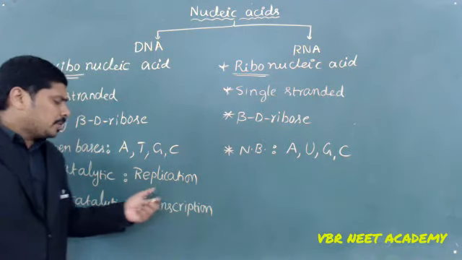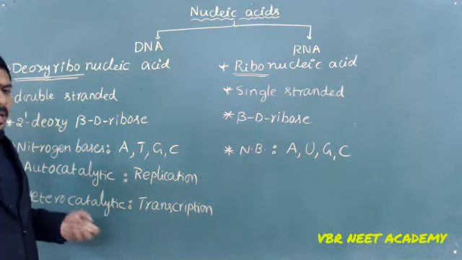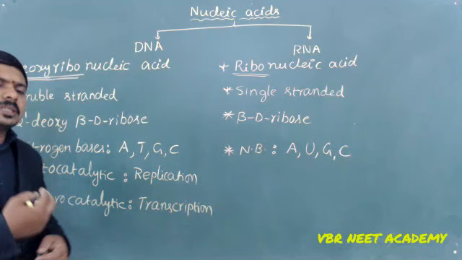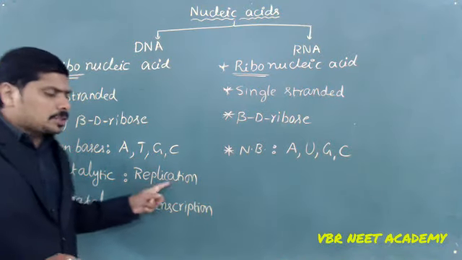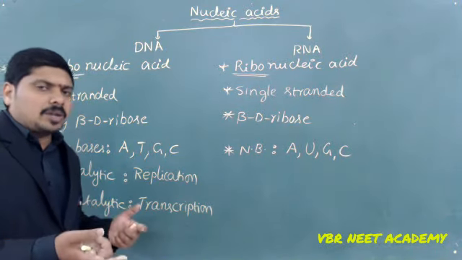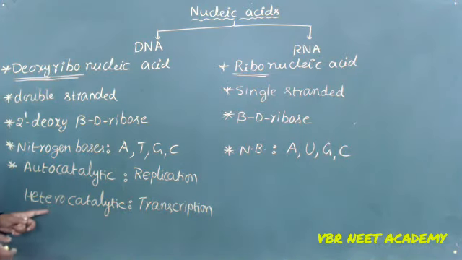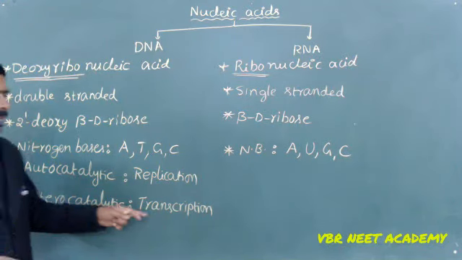So what we are going to have here, autocatalytic function. Auto means self. It can catalyze its own synthesis, that's called autocatalytic function. That is called the process of replication, replica, xeroxing. Replica means taking the copy. DNA can take the copy of its own. Whereas hetero means different. Catalytic means catalyzing a different molecule other than the DNA, that is RNA, that's called transcription.